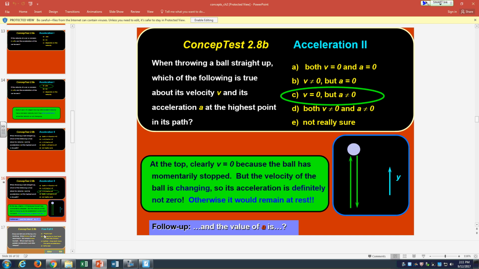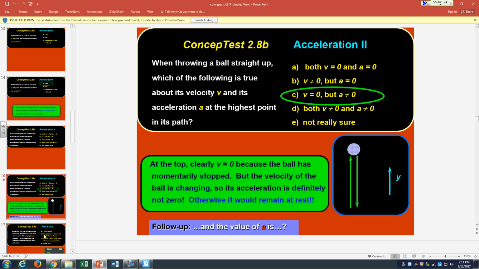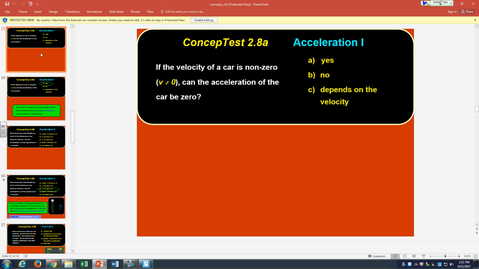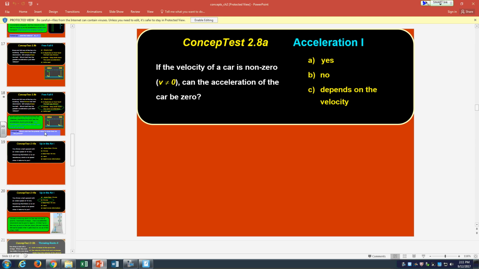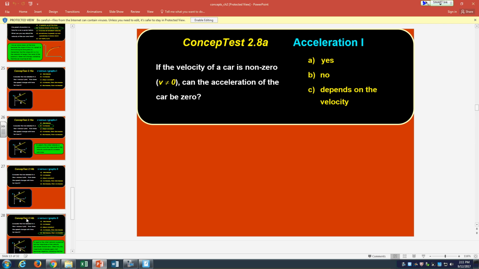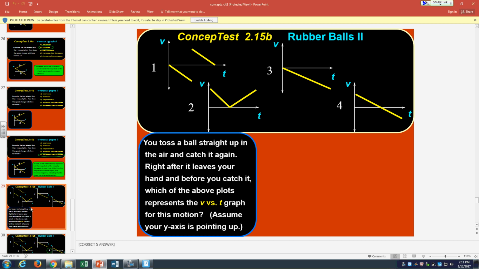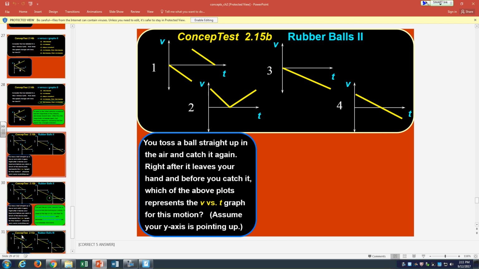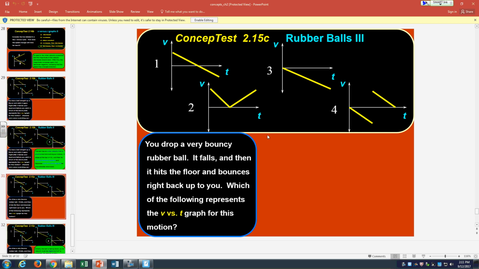I just didn't understand, like, it was 215C with the rubber balls where you had the discontinuity, because it was bouncing on the ground and coming back up. Mm-hmm. Like, I understand the other one. This one? Oh, no, that's not it. The one. Yeah. All right, so you do need to be able to take a physical scenario and produce either the position or the velocity versus time graph.